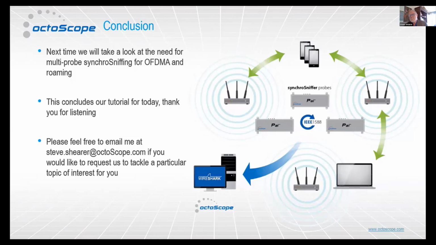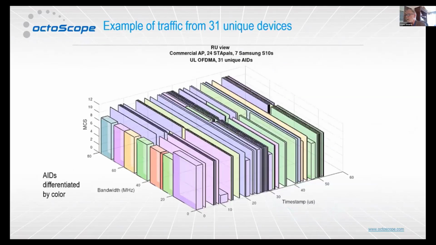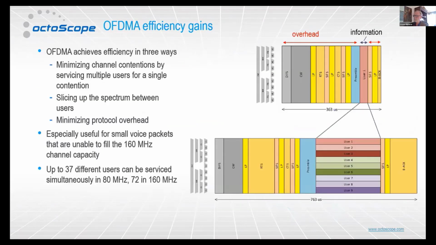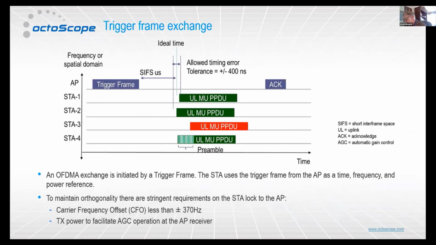There's another question, Steve, you may be able to answer. How is the participation in the uplink OFDMA frame negotiated? Is there an exchange required? Oh yes, right. That's a good question, and it's a very important aspect of OFDMA. So I'll take you back to this diagram here.